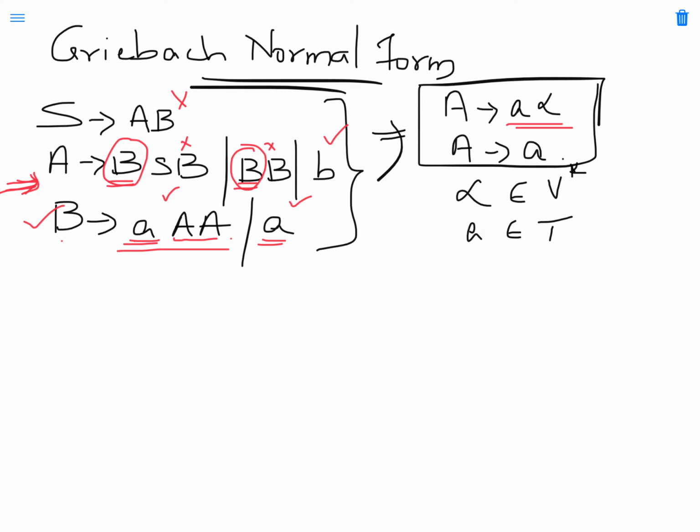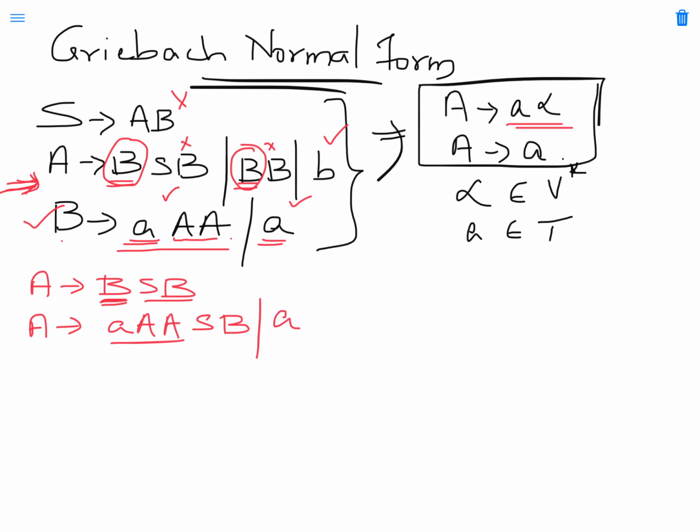So considering the A production, that is A gives B S B, how can you write it? By substituting in place of B the productions of B. So A gives, in place of B you have to substitute the production a, and the remaining S B will be written over here. And again one more production is there, isn't it? b. So b will be substituted and the remaining S B will be written.